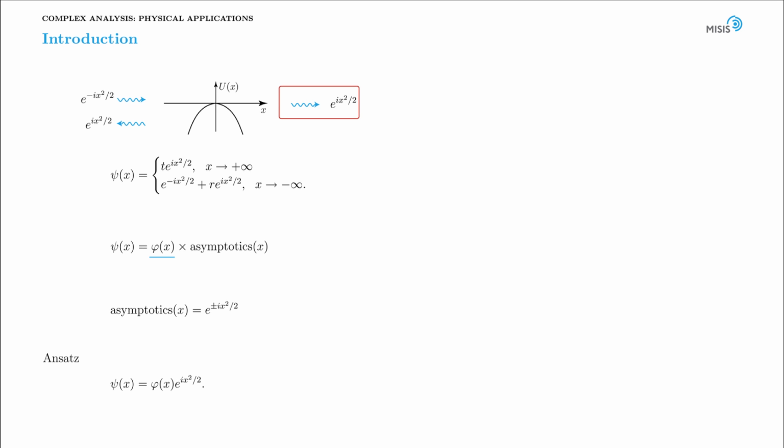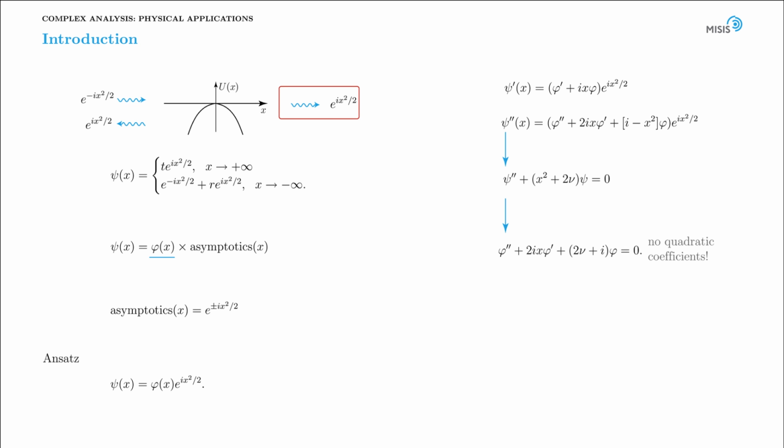We seek for the solution in the following form. Compute the first and then the second derivative and plug them in. As a result, we come to a new differential equation on phi of x function. Actually, we achieved a serious simplification of our initial equation. The key point is that the quadratic in x coefficients have cancelled out, and we are left with the differential equation with the coefficients which have linear in x term only.